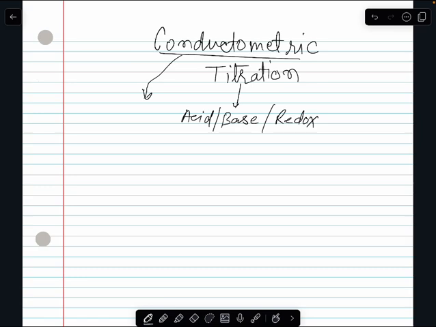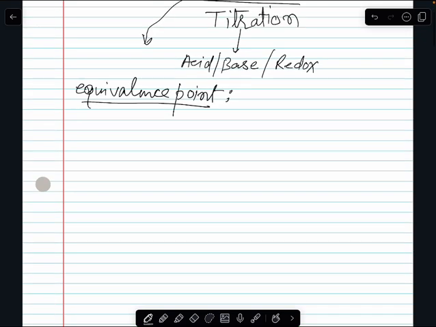Equivalence point is the point at which the reaction of acid base is completed or the particular redox reaction is completed. So let's start with the concept.